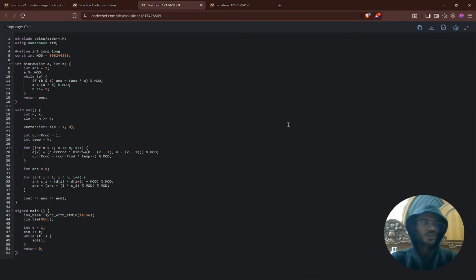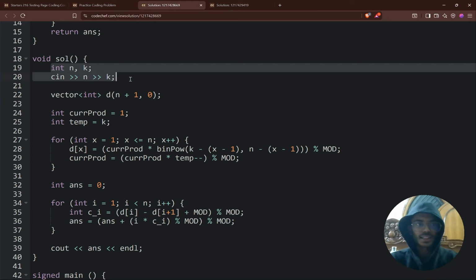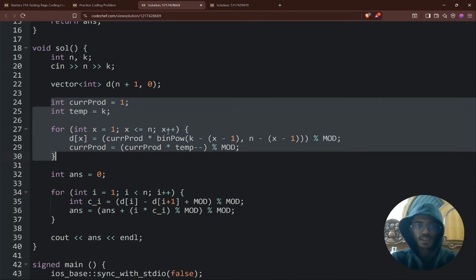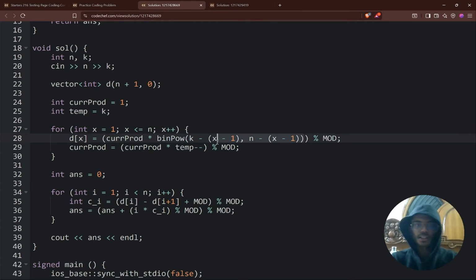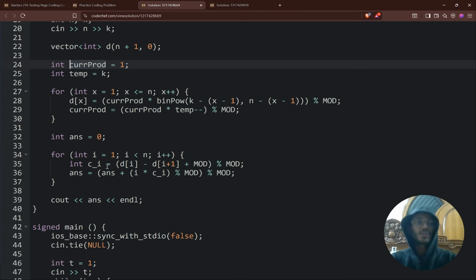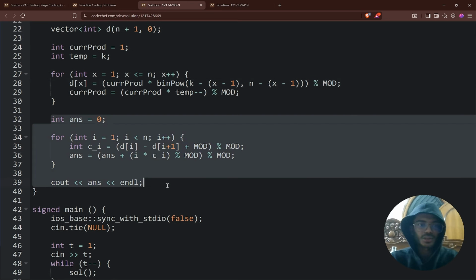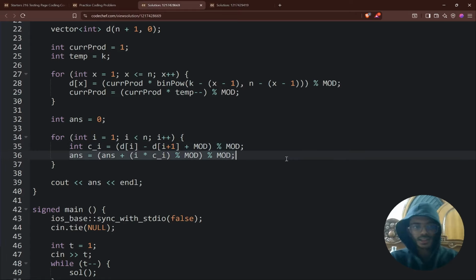So this is the solution code in C++. We take in the input of n and k, we define the vector d, and we calculate everything. Over here it is just the binary exponentiation part, and over here this is the current product which we are maintaining using a variable. Initially it is 1, then it would be k, then k minus 1, then k minus 2, so k into k minus 1 into k minus 2, and that's the current product that we are maintaining. Then we're just calculating the answer using C of i. So that's pretty much the solution.